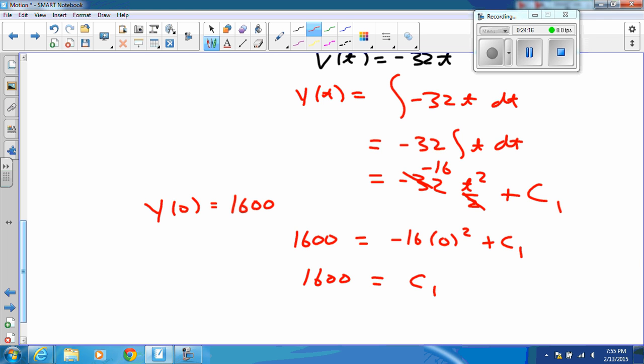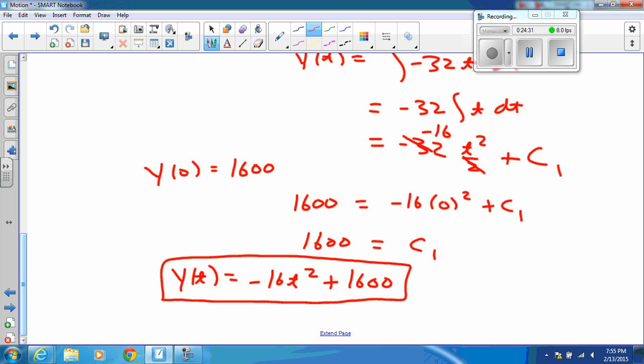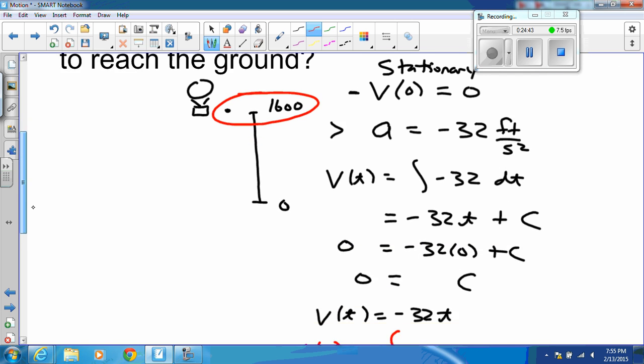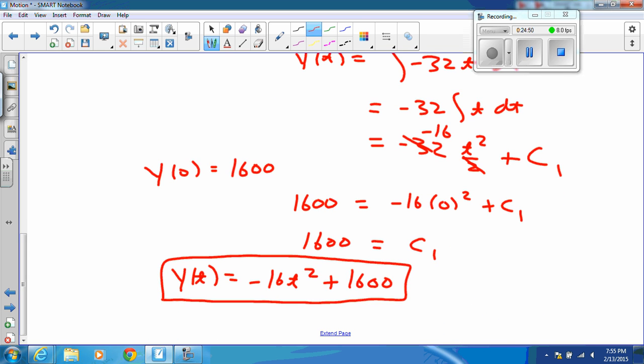So that when we plug in for our initial condition, 1,600 is equal to, let's see here, negative 32 divided by 2 is negative 16, and C is equal to 1,600. And this gives me now y of t, the height, is equal to negative 16t squared plus 1,600. And so this is the answer to the first question. The height above the ground at any time t will be negative 16t squared plus 1,600.